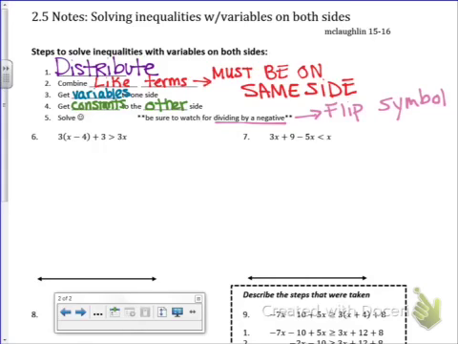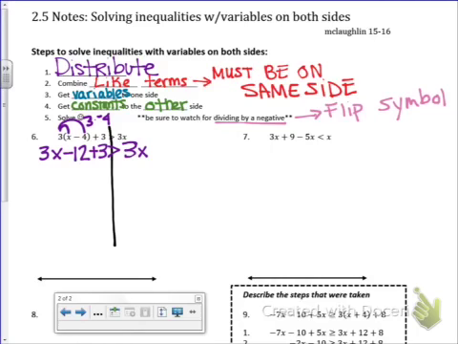Alright, so let's take a look at what's going on here in number 6. So make sure you start off with drawing your line down your inequality symbol there. Okay, and then we notice that we have some distributing we need to take care of. So we have 3 times x gives us 3x. 3 times negative 4 is going to give us negative 12. Bring down that plus 3, bring down your symbol, bring down that 3x.